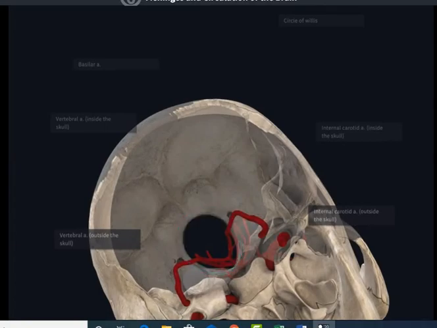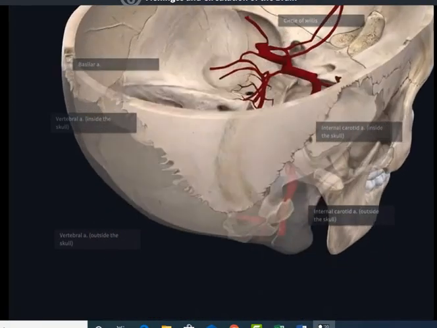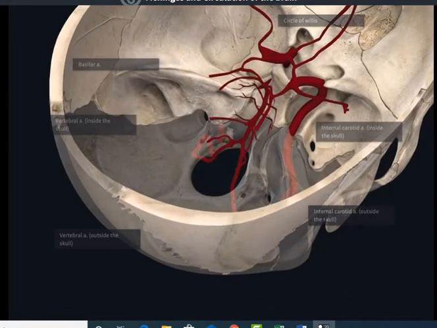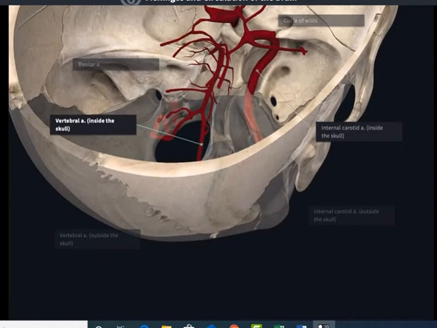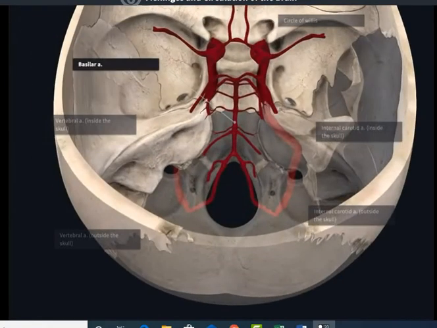Once the vertebral arteries have entered the skull within the posterior cranial fossa, they are going to join together to form the basilar artery. So the right vertebral artery and the left vertebral artery join to make the basilar artery.